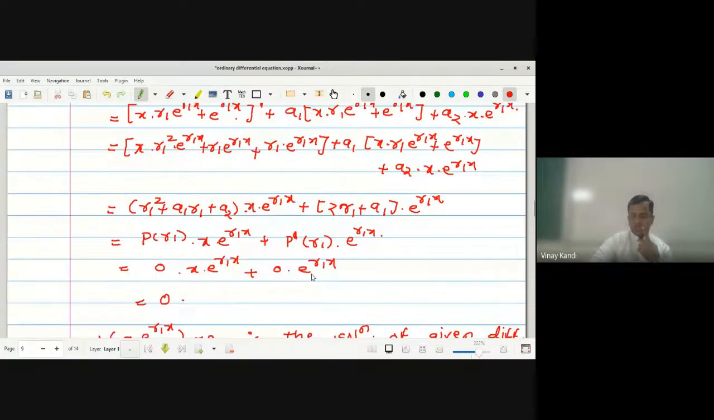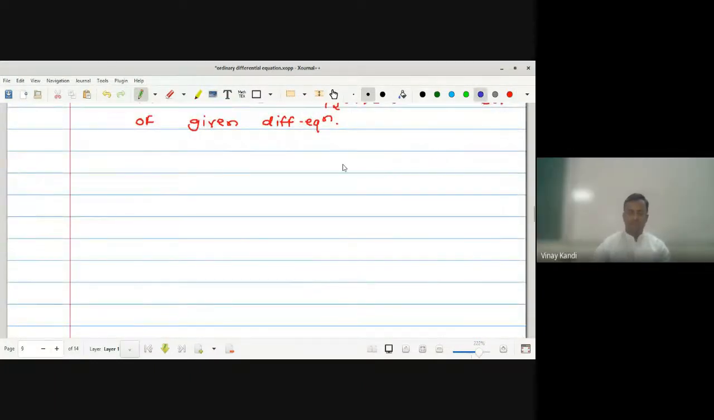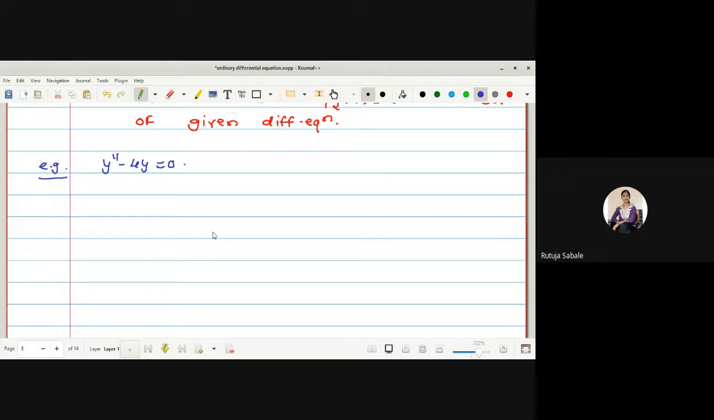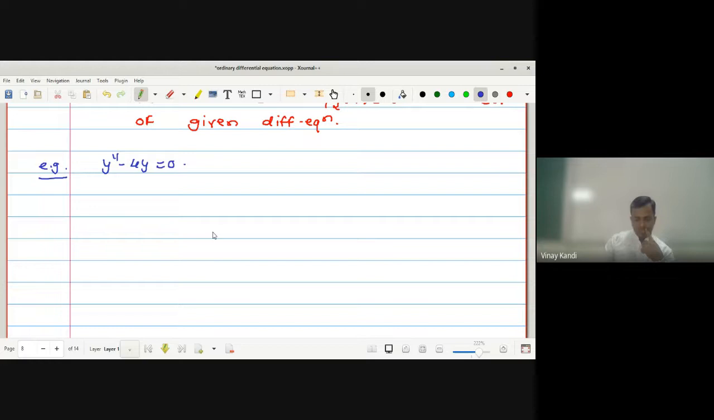Okay, any doubt? No sir. Okay, now let us say example one. y double dash minus 4y is equal to 0. Now find phi 1 and phi 2 and tell me what is the characteristic polynomial and what are phi 1 and phi 2. e raised to 2x, phi 1 is equal to e raised to 2x, and phi 2 is equal to e raised to minus 2x. Okay, very good.